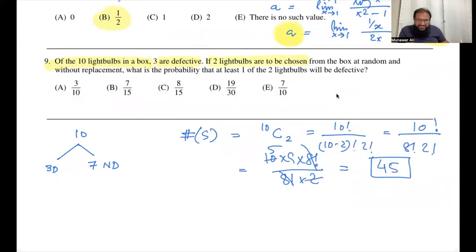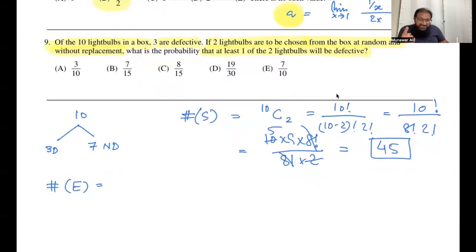Now let us read the question ahead. From the box at random and without replacement. It means we are choosing and we are not going to replace the items that we have chosen already. What is the probability that at least one of the 2 light bulbs will be defective? So we have to choose 2, at least one is defective. So either one is defective or both of them are defective.